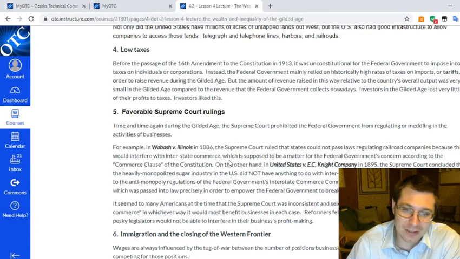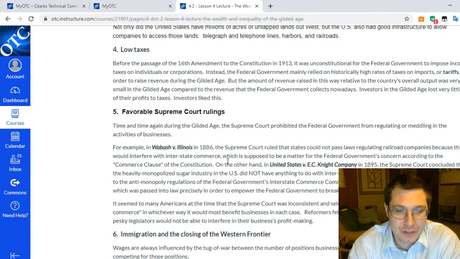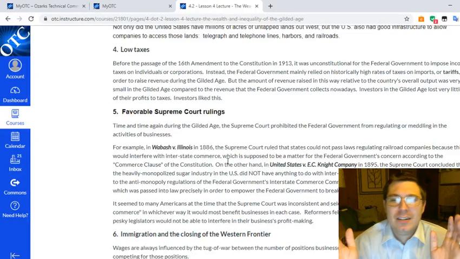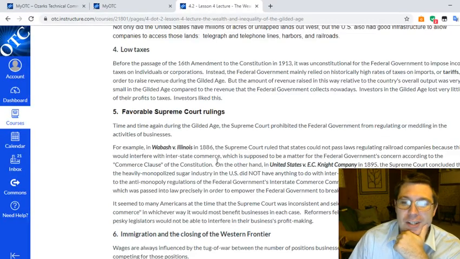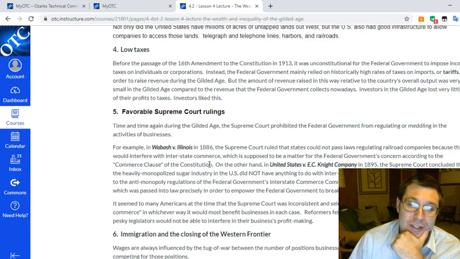On the other hand, in United States versus E.C. Knight Company in 1895, the Supreme Court concluded that the heavily monopolized sugar industry in the U.S. did not have anything to do with interstate commerce, and thus had no right to be subject to the anti-monopoly regulations of the federal government's Interstate Commerce Commission and the Sherman Antitrust Act of 1891, which was passed into law precisely in order to empower the federal government to break up these sorts of monopolies.